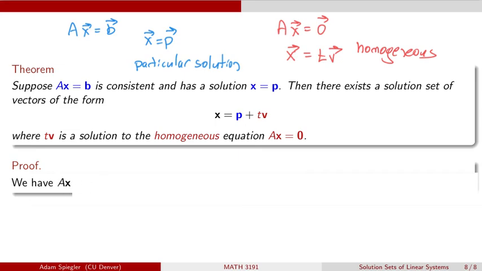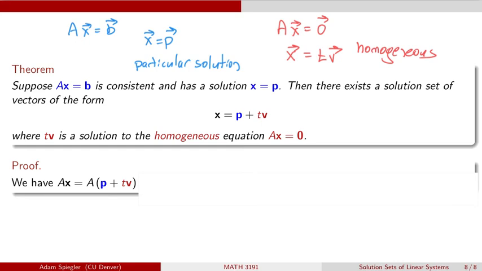So what we need to show is that if we know that p is a solution to the non-homogeneous piece and tv is a solution to the homogeneous piece, then p plus tv is going to be a solution to the non-homogeneous system. So let's plug p plus tv into the equation for x. In place of x, I'm now going to plug in this vector p plus t times the vector v.